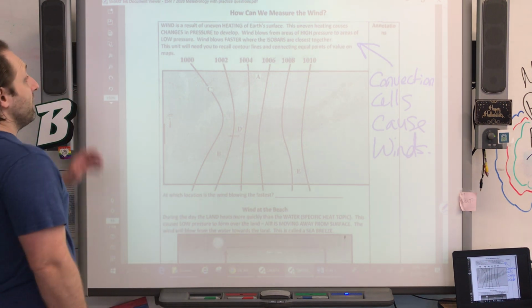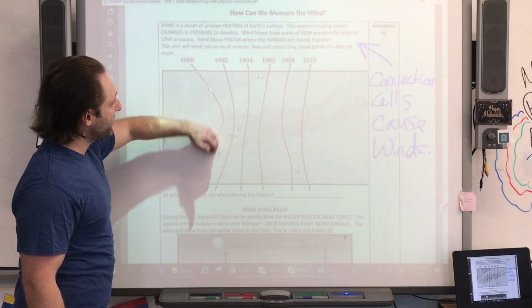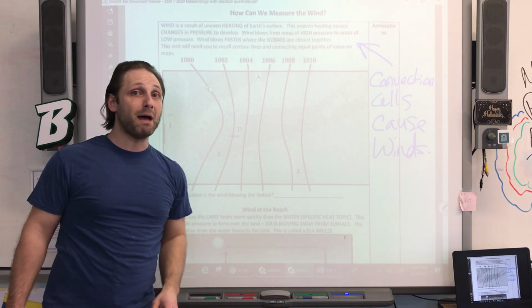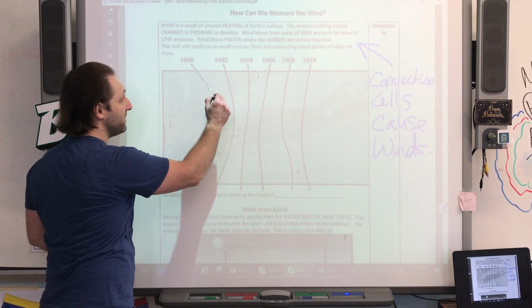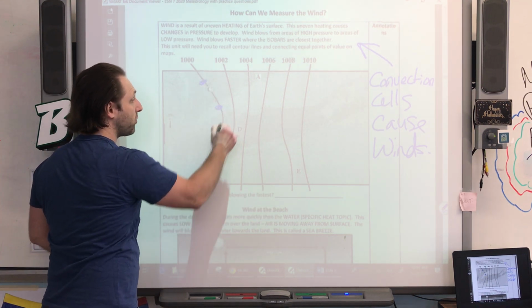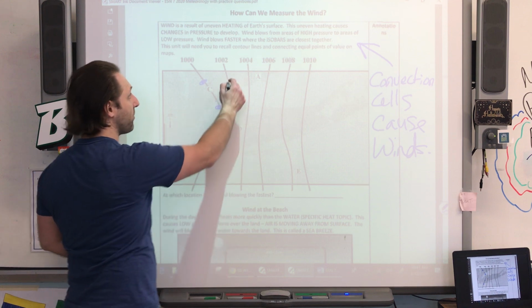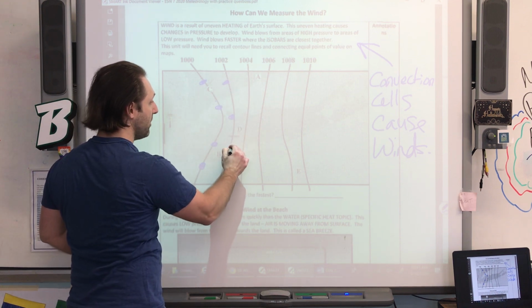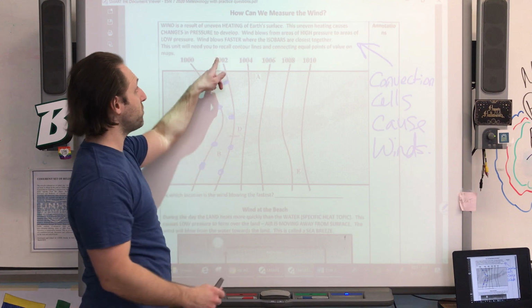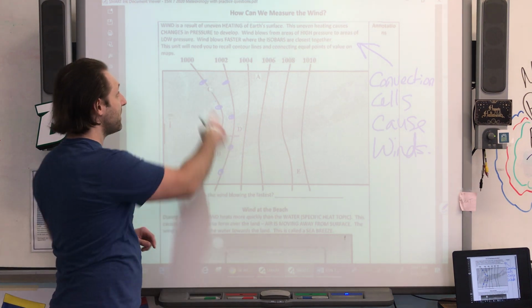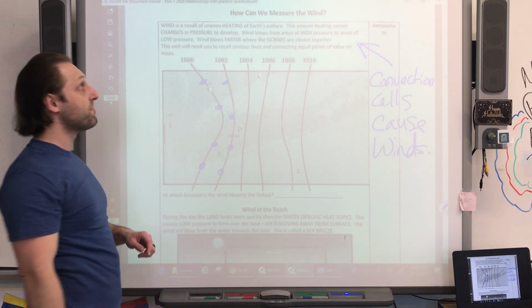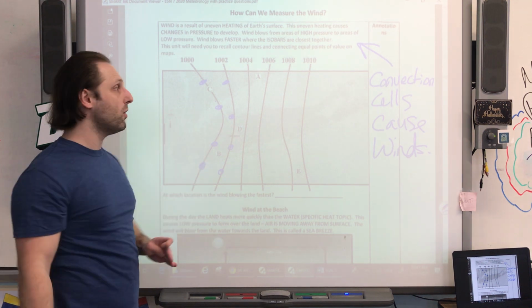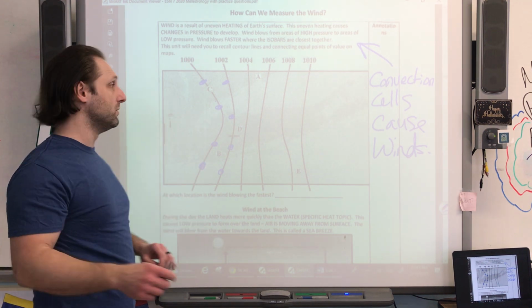Now, we have isobars that we can connect. Ooh, we're back to the mapping unit where we might be connecting points of equal pressure in this case. So now we're getting back to this isobar bit, where each of these dots is 1,002 millibars. Each of these dots is 1,000. All right, so we're going to have to recall those particular skills.